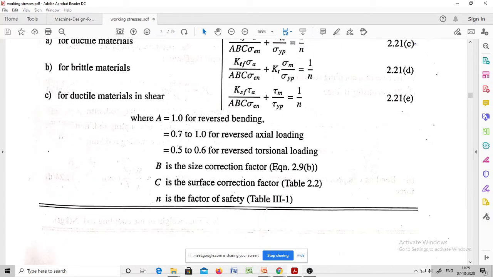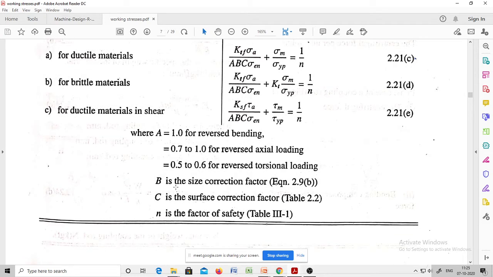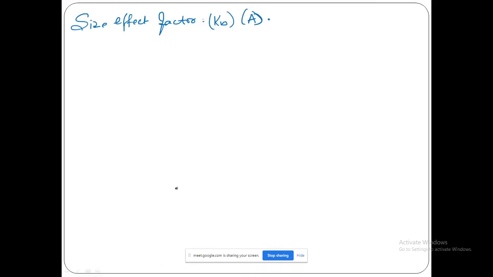Just look here. Now B is the size factor here, that is the size correction factor, not A. So let us take a correction here. Now the size factor is B here. In some books they have used it as KS or KB, size factor.